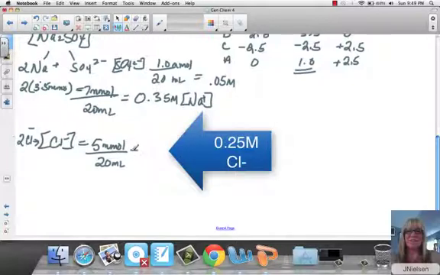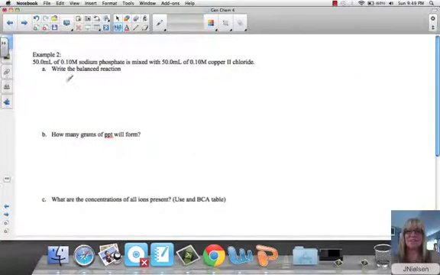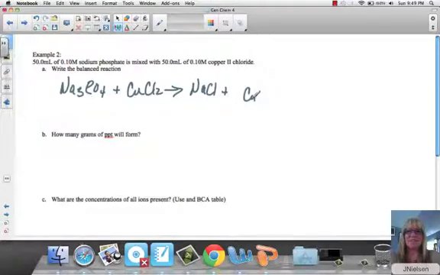Now the next problem: 50 mils of 0.1 molar sodium phosphate mixed with 50 mils of 0.1 molar copper 2 chloride. So sodium phosphate, Na3PO4, plus CuCl2, which is going to give me NaCl and Cu3(PO4)2.